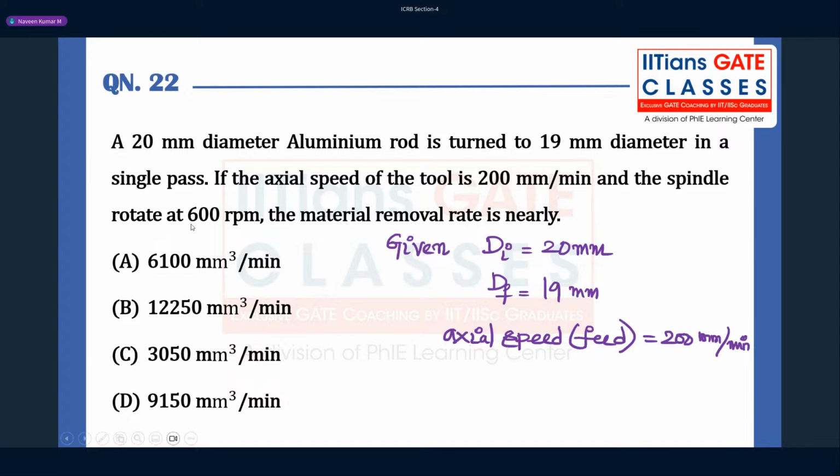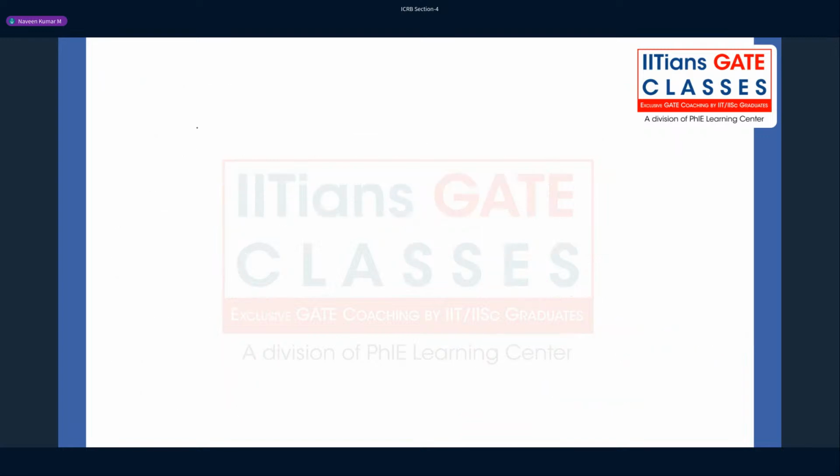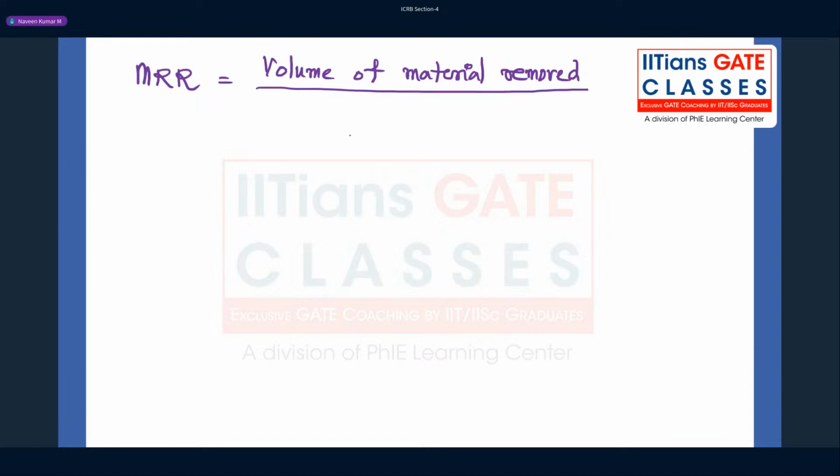The spindle rotates at 600 rpm, so N is given, 600 rpm, and they're asking what is the metal removal rate, MRR. So now we have to ask ourselves what is MRR. MRR is the material removal rate, which is the volume of material removed divided by time, right?